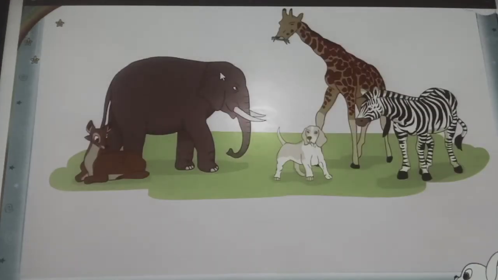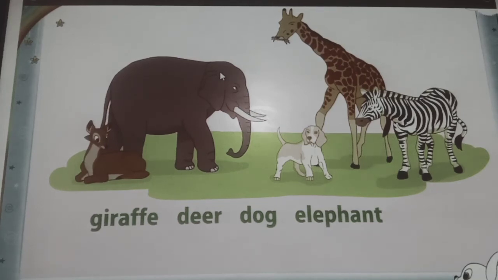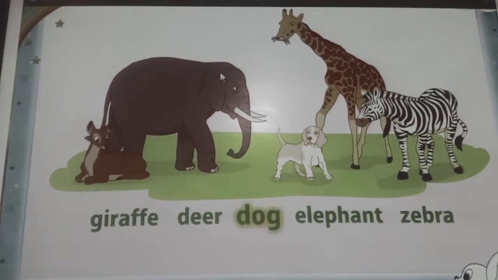These are wild animals found in a jungle. A giraffe, a deer, a dog, an elephant, a zebra. Rainbow, a dog is not a wild animal. It is the odd man out.